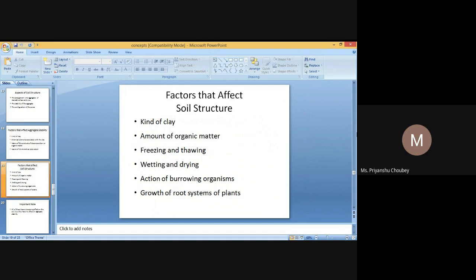So we have completed some terminology about the soil. Thank you.